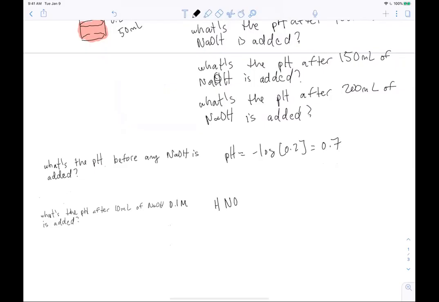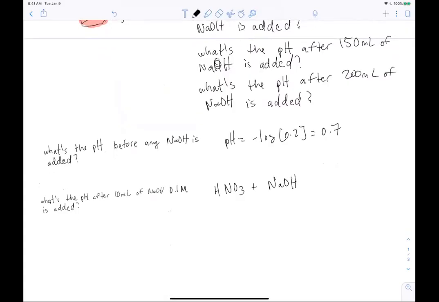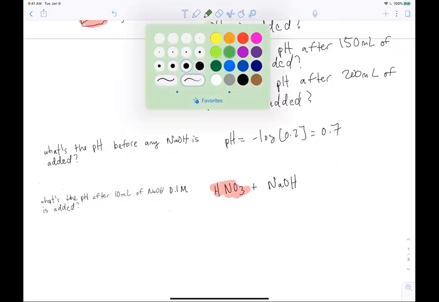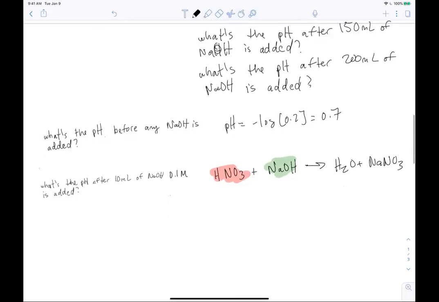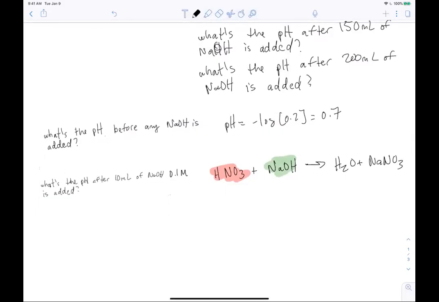So I have nitric acid in the flask, and I'm adding in my titrant, which is sodium hydroxide. So I'm titrating a beaker full of this acid with my base over here. And so I know that my reaction is going to produce just water and sodium nitrate.